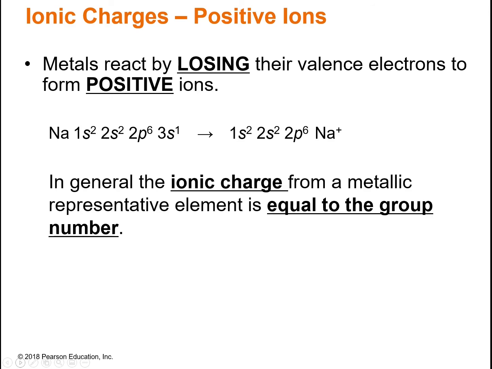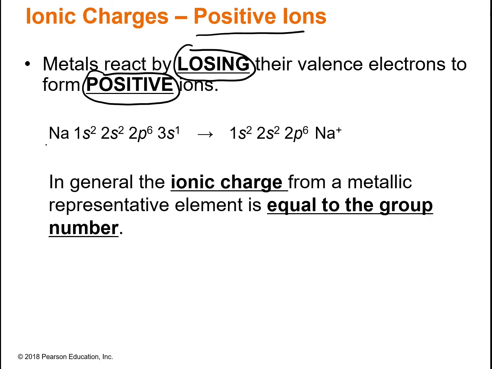When we're talking about charges, we've got two options, positive and negative. We'll start with the easier ones first, positive ions. Most of the periodic table consists of metals. Metals, when they're involved in chemistry, they react by losing their valence electrons to form positive ions. So notice I have the capitalization and the bold and all the things for you to remember. Metals lose, and they are always positive ions.